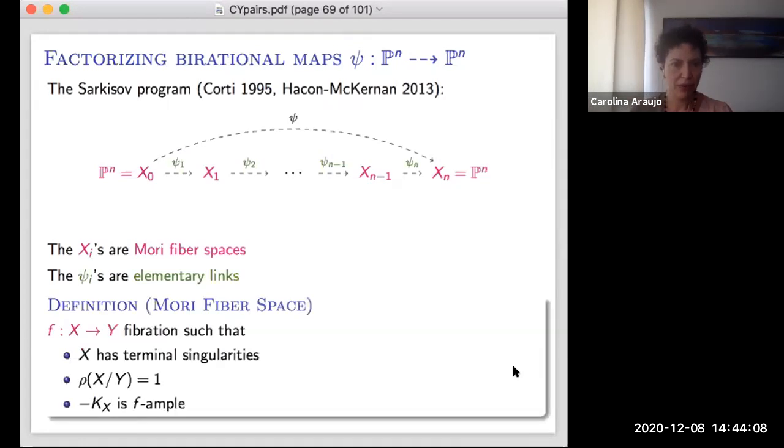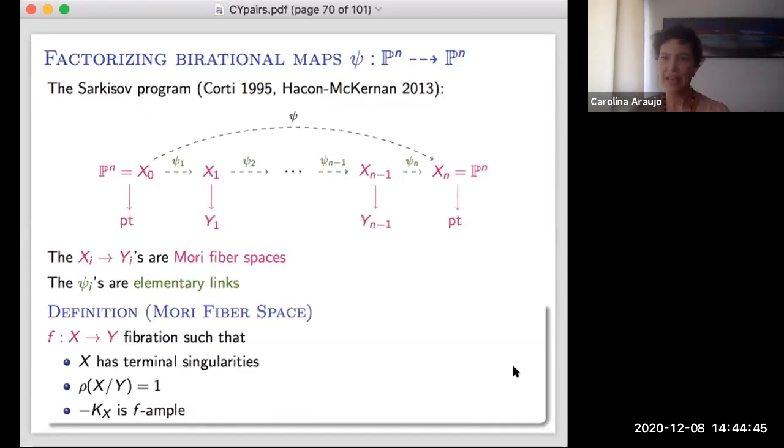So let me recall the definition of a Mori fiber space. This is a fibration from X to Y such that X has terminal singularities, the relative Picard number is 1, and the anticanonical class of X is relatively ample. These are nothing but the outputs of the MMP when you start with a uniruled variety. And in our case, we are considering only rational varieties. So in this diagram, you should not think of these X_i as just varieties, but all of them come with a fibration.